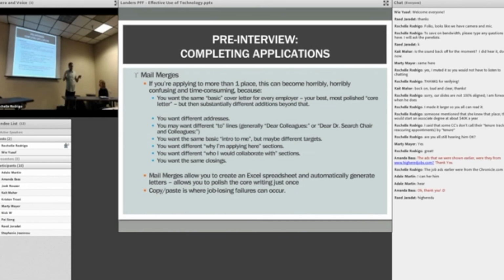So as I was mentioning before, you want the same basic letter for every potential employer, your most polished core letter that says who you are and what you're about, but you want to have substantially different components on top of that. You want to have different addresses. You want to have different to lines. So, for example, if the ad says a specific person's name as the chair of the search committee, mention that person's name. If they don't, go with your standard "Dear colleagues." You want the same basic intro to yourself, maybe it's slightly different. You definitely want different why I'm applying here.